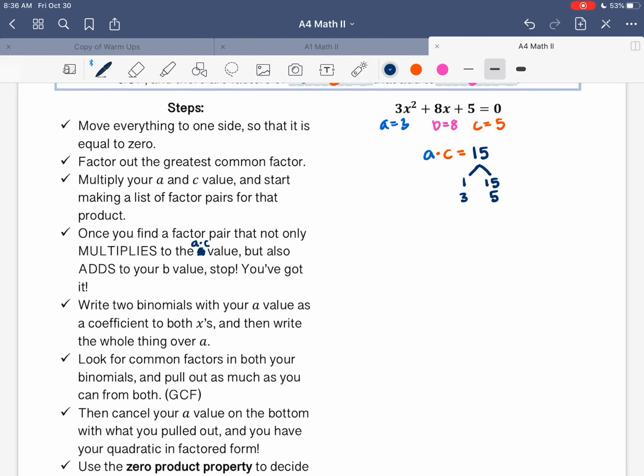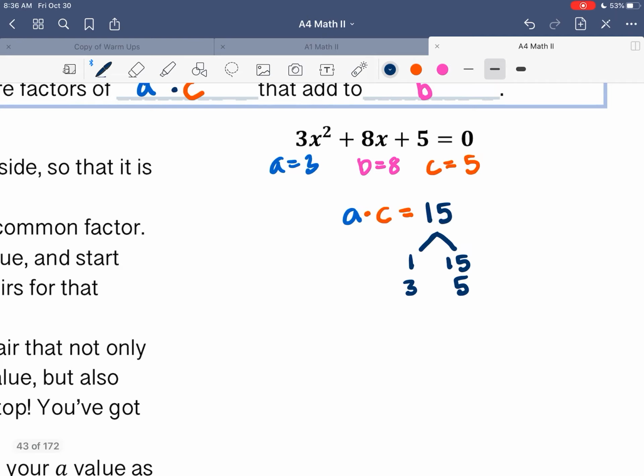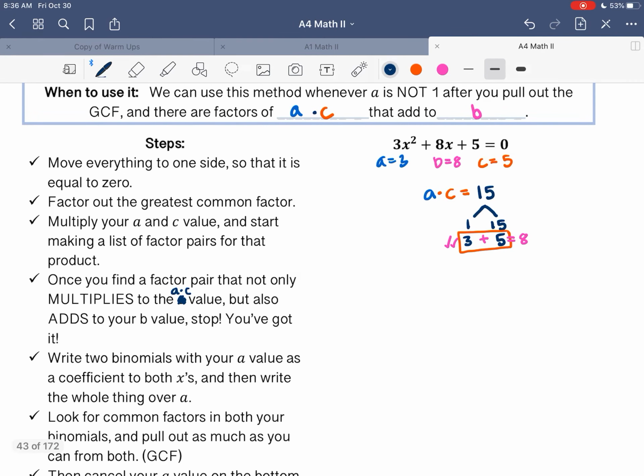There you go. Your a times c value, but it also adds to your b value. So instead of finding the factor pairs for just the c value, we now are finding factor pairs for the a times c. So it's the leading coefficient times c, but they still do have to add to b. So this is the only pair of numbers that adds to 8, which is our b value. So that's our pair of numbers.